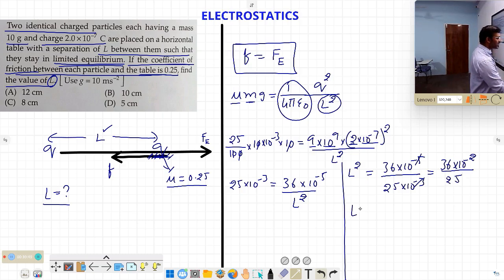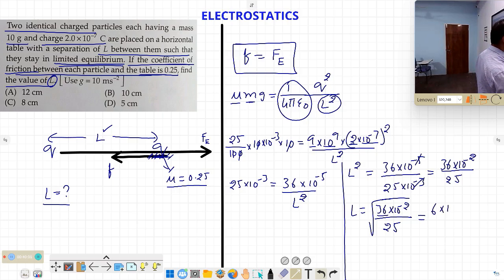So that is the L square value. What is the L value? Under root of 36 into 10 power minus 2 by 25. Root 36 is 6. Root of 10 power minus 2 is 10 power minus 1, by root 25 which is 5. So 6 by 5 into 10 power minus 1. What is the 6 by 5 value? It is 1.2.